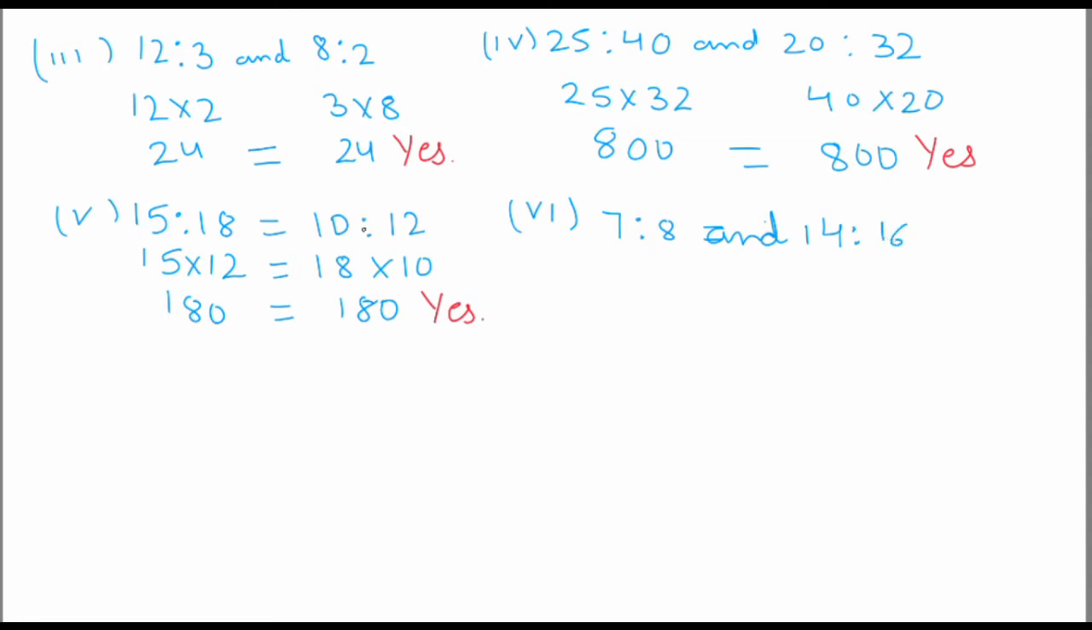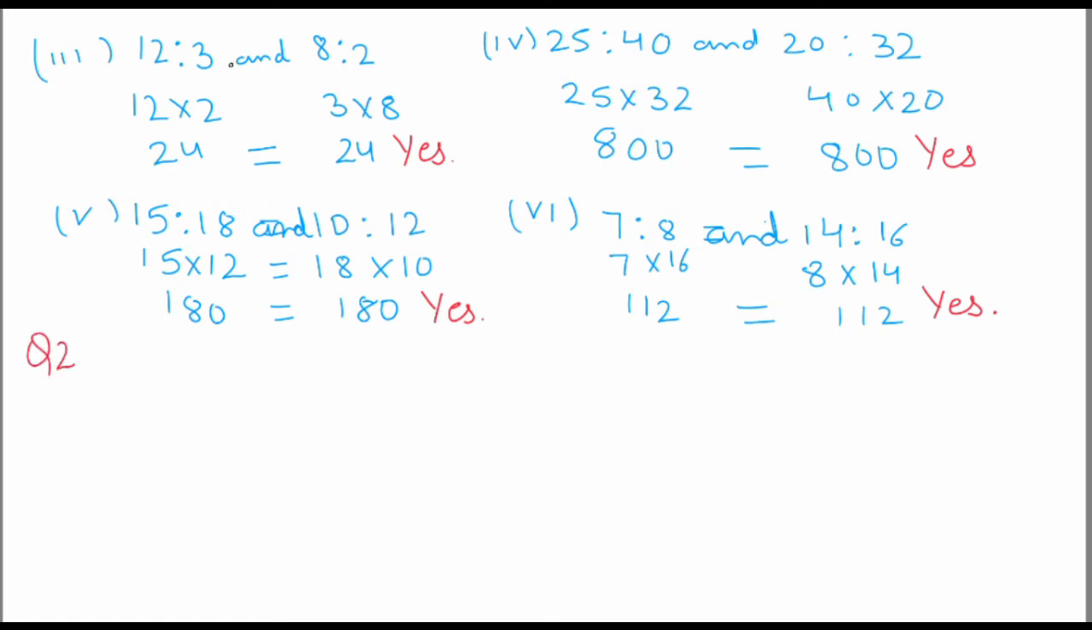Even I write there also. Here it should be "and". Afterward we can write: the extremes are 7 and 16, and the means are 8 and 14. Both, if we multiply, we'll get 112. So it is in the proportion. That means only the first part is not in the proportion. The rest of the others are in the proportion.